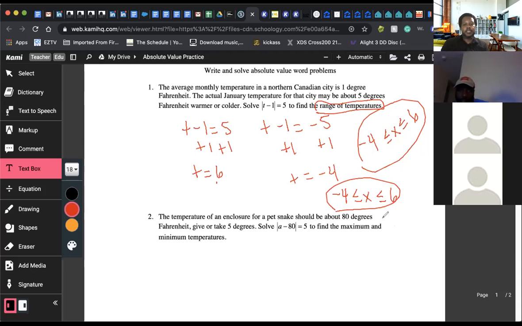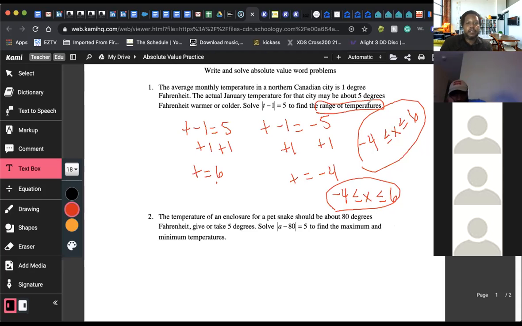Mr. G, yes. How did you get the less than or equal to? Very good. So based on what was said in the paragraph, it says that using this equation will tell me the range of temperatures. Whenever I see the word range, I know that I'm going to be using the greater than or less than inequality. Oh, okay, that's why.